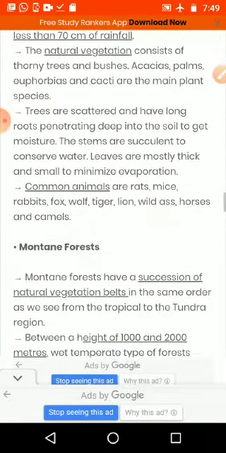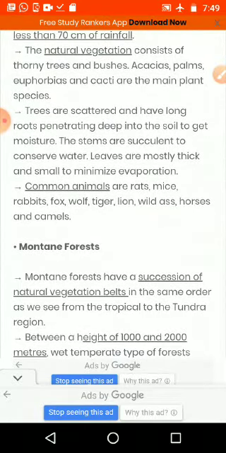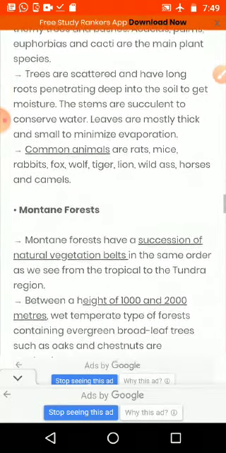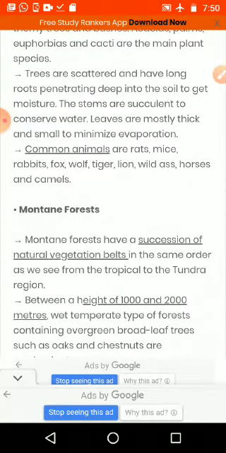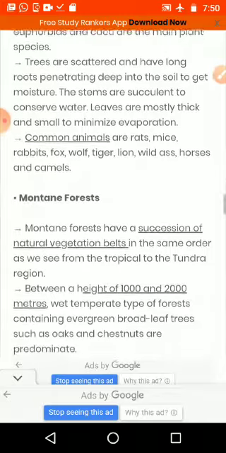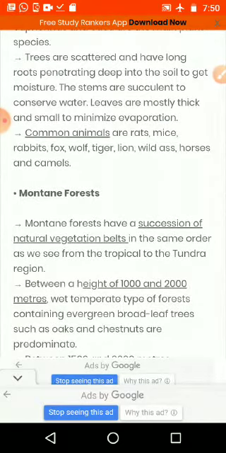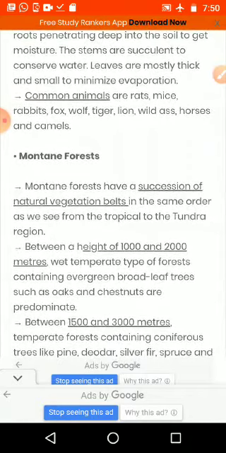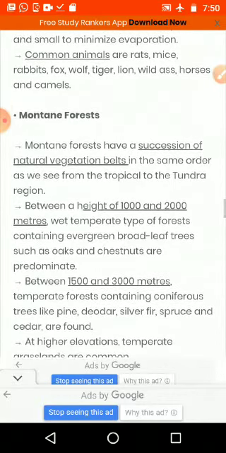These are scattered and have long roots penetrating deep into the soil to get moisture. The stems are succulent to conserve water. Leaves are mostly thick and small in size to minimize evaporation. Common animals are rat, mice, rabbit, fox, wolf, tiger, lion, wild ass, horse and camels.